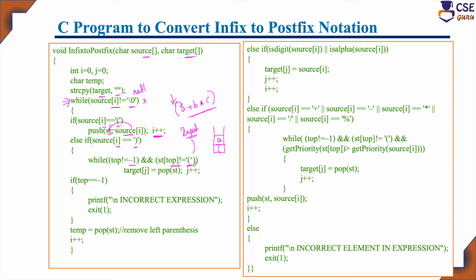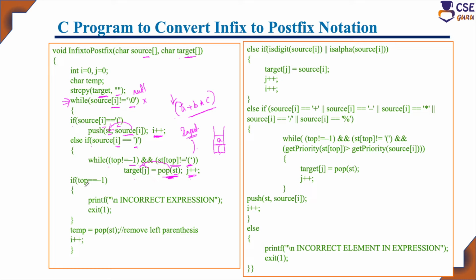Okay. Until you reach this open parenthesis, whatever elements are present in the stack st, pop it and place it in the postfix expression. Here the postfix expression is nothing but the variable target. Pop the elements one by one and place them in the postfix expression until you encounter the first open parenthesis. Okay. Then increment the j variable.